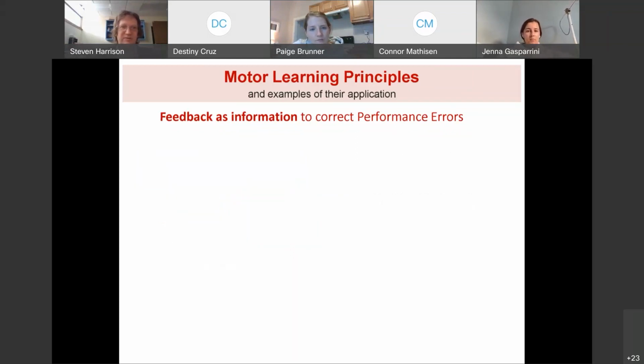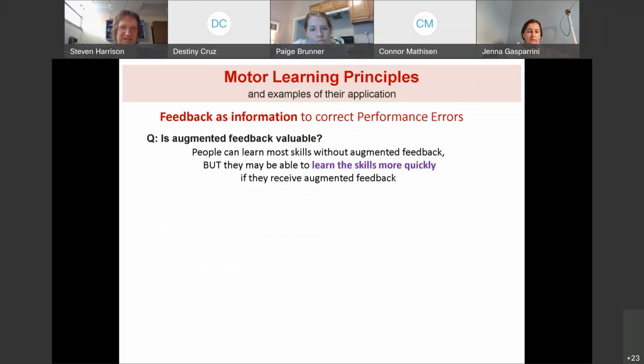So let's think about feedback as information to correct performance errors some more. So is augmented feedback valuable? As practitioners of evidence-based practice, it should be the first thing you would want to ask. And when you're going into the literature for your presentations, the answer that you want to get from your research is whether there is some evidence that a particular application of a learning principle has some signs of being useful.